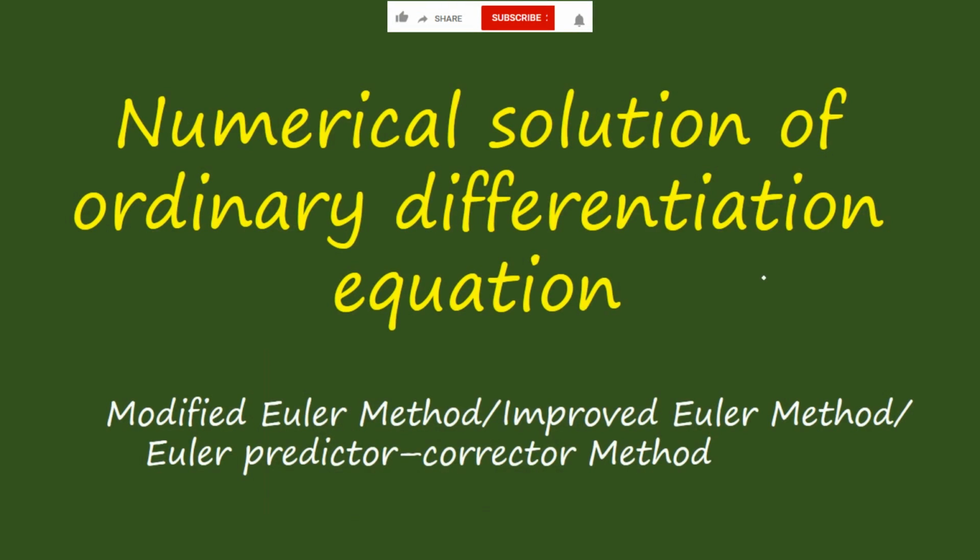This session is on modified Euler's method, or improved Euler's method, or Euler's predictor-corrector method. Please look at parts 1, 5 and 6 for better understanding. We will look at how to derive the formula and how to solve an ordinary differential equation at a particular point from the initial condition. And we will solve one of the problems on modified Euler's method.